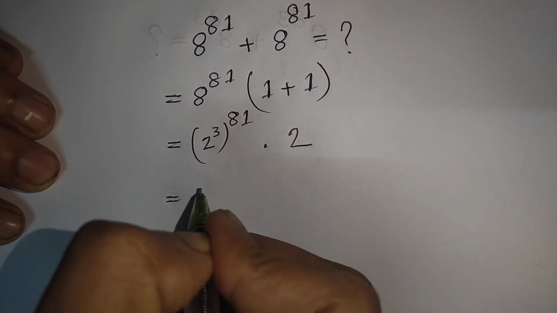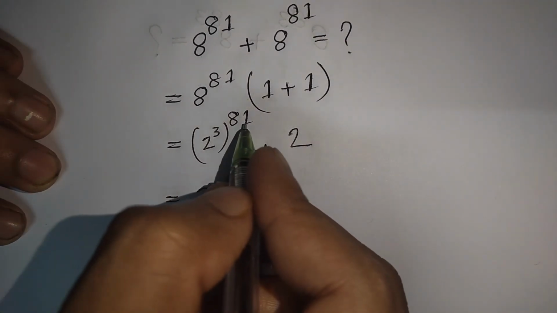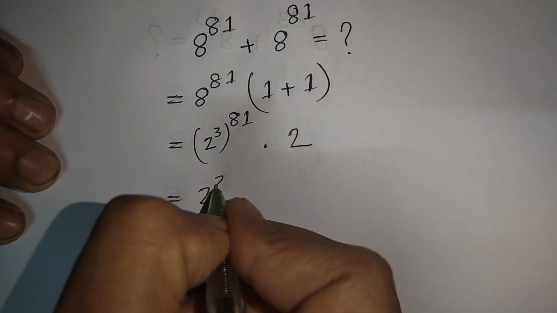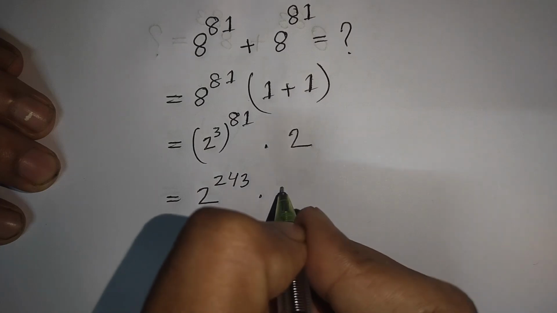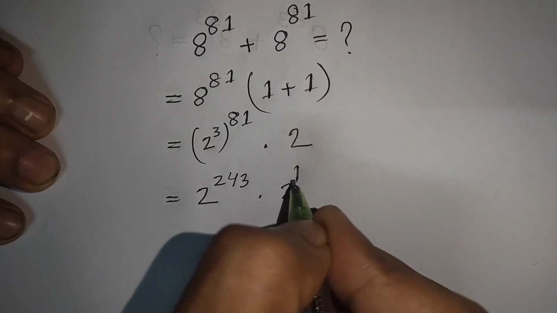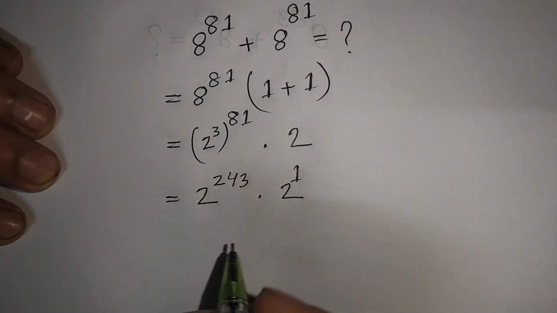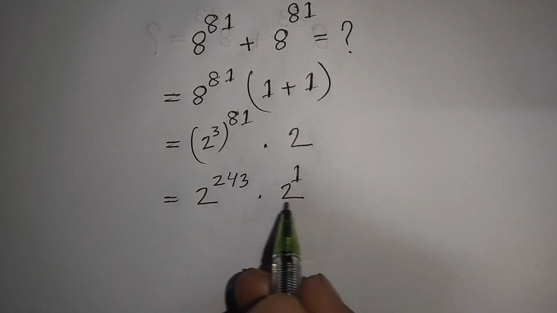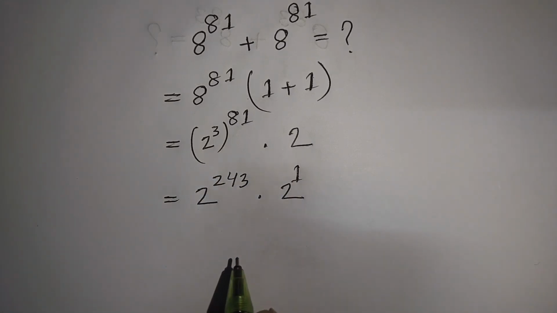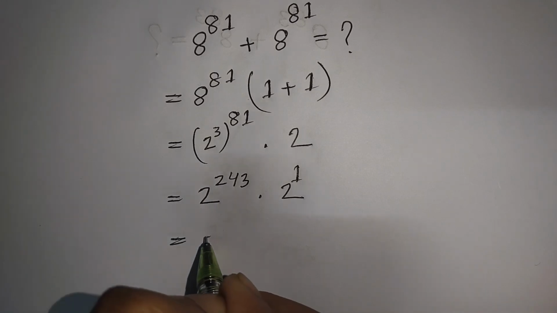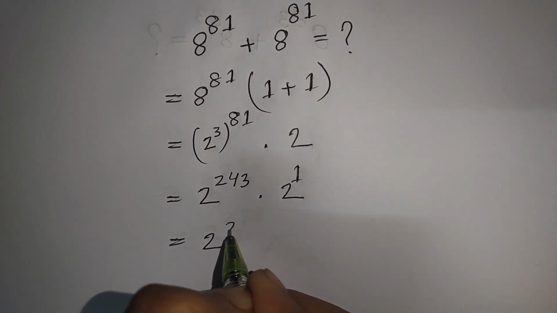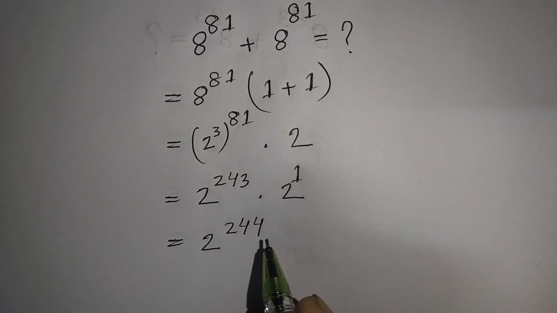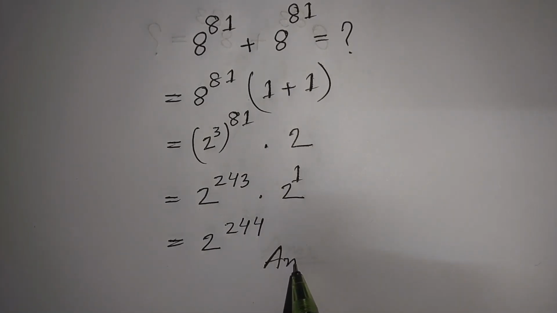Then 2 to the power 3 times 81, that means 2 to the power 243, times 2, which is the same as 2 to the power 1. We see that it is the same base but different powers. So we can write 2 to the power 243 plus 1, that means 244. So 2 to the power 244 is the correct answer.